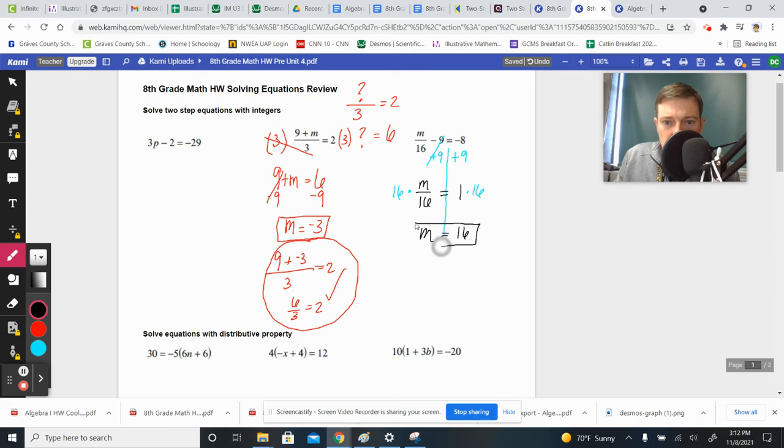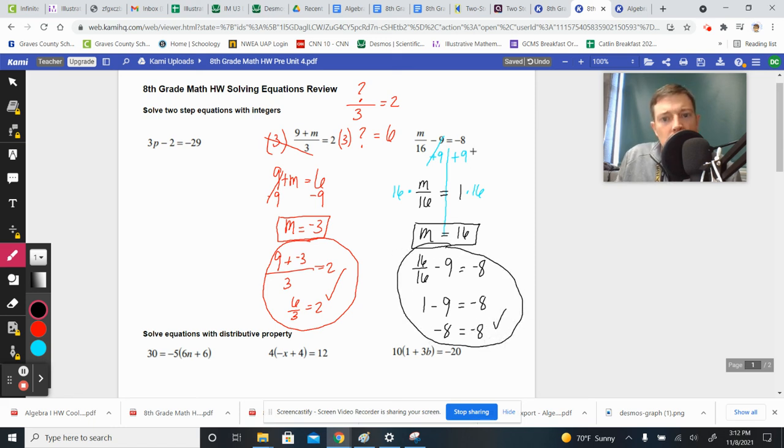So there's our solution. Let's test it out. Let's put 16 in m's place. 16 divided by 16, take away 9. Is that equal to negative 8? 16 divided by 16 is 1. 1 minus 9 does equal negative 8. That is a true statement. So we know that that is correct. Here's our check right here. There's our shown work. Do this one on your own.